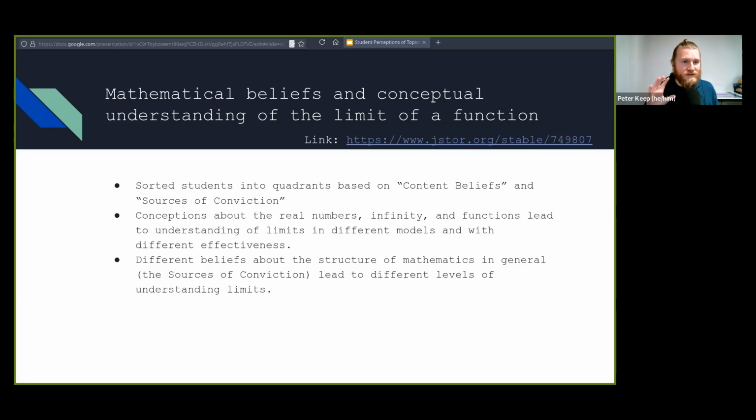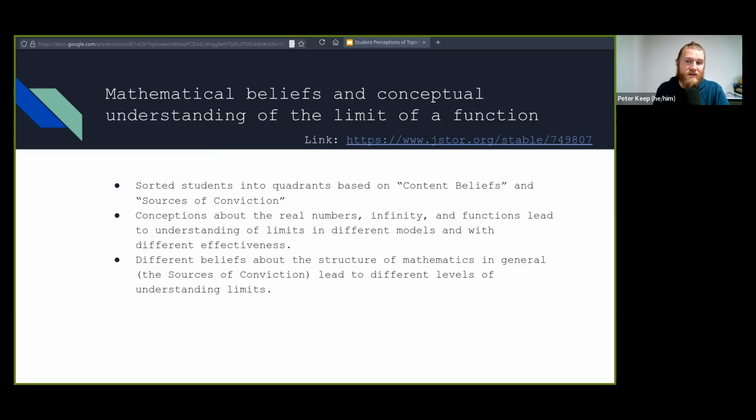And so they took those kinds of conceptions, those content beliefs for students, and tried to put them on a spectrum there about what kinds of things they believed about the density of the real numbers to some degree, or again, the nature of infinity. And they found that the different understandings there obviously lead to different levels of understanding of limits and how we can use those and the different models of how we might understand those things.